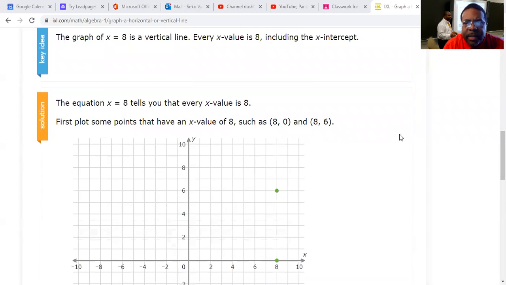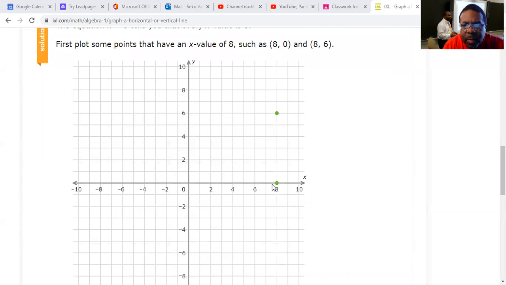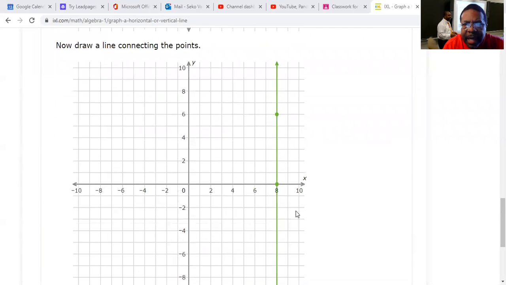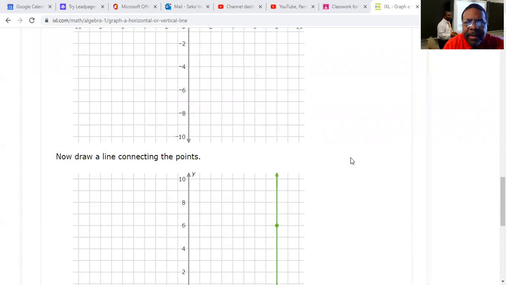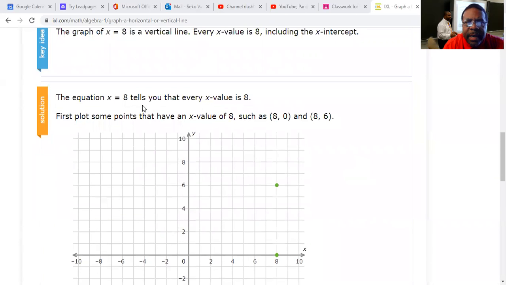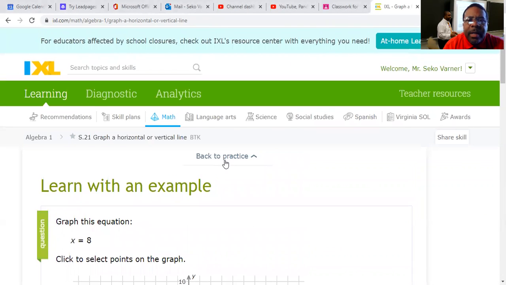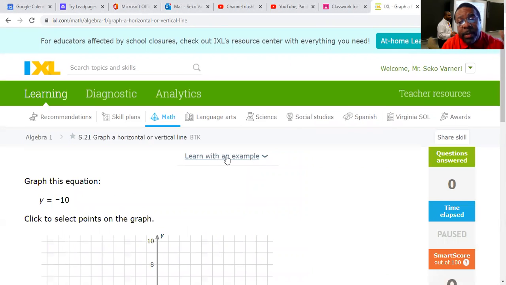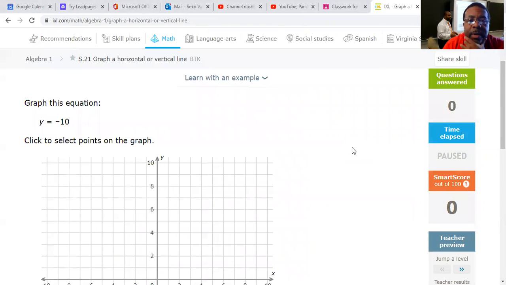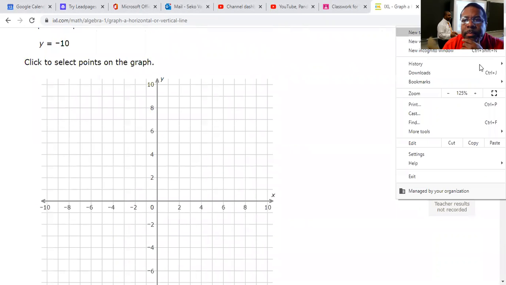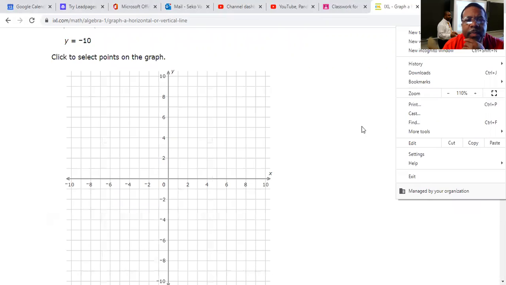So let's see if they did that. And once again, this is practice. They went to the 8 on the x line and they drew a line that goes straight up and down. And now they've answered the problem of x equals 8, because all we're doing is going to the 8 on the x and drawing a line straight up and down. So let's go back to practice. This is where you get your points. I'll help you with 2 problems.